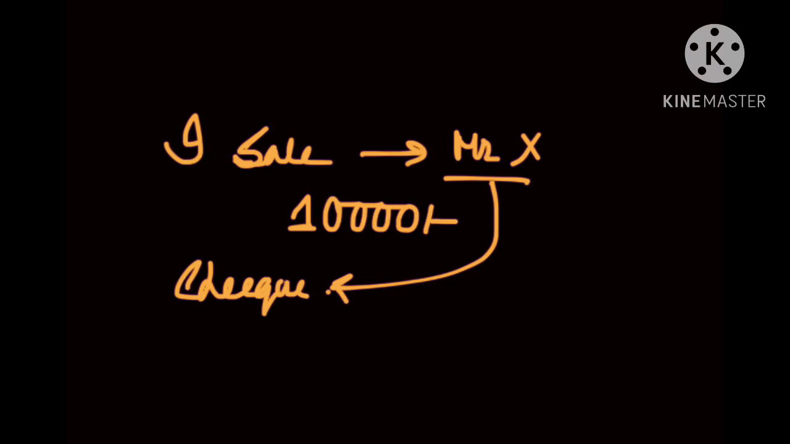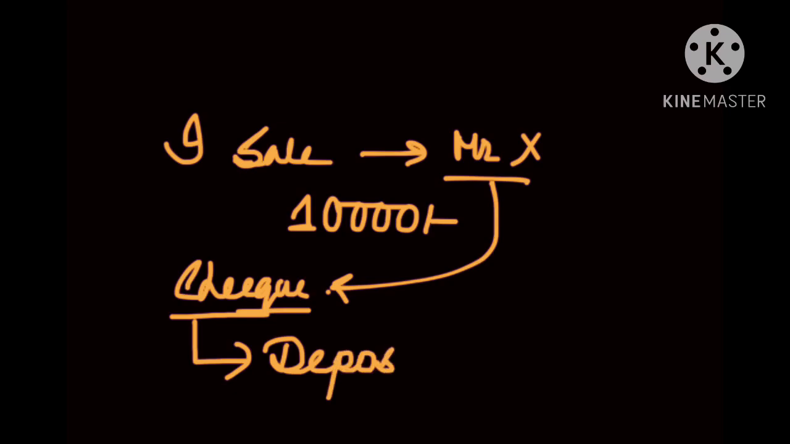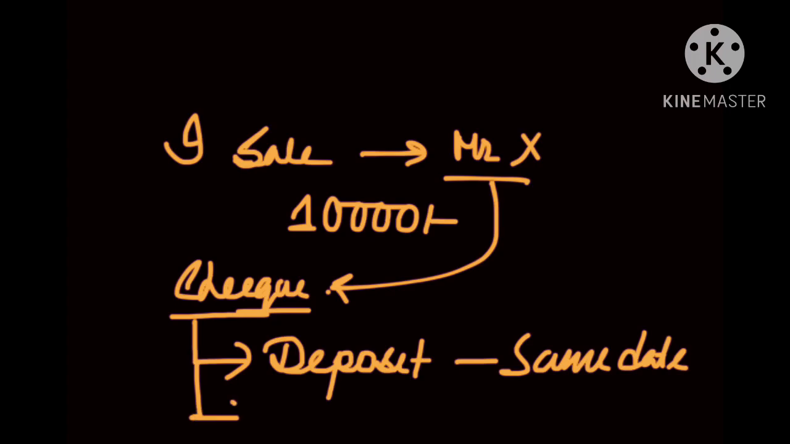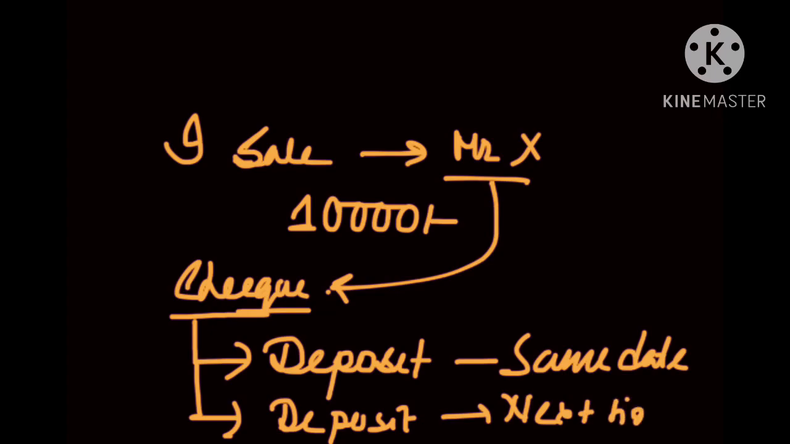Number one, if you receive any check on a particular date, and the same date you deposit the check, this is condition number one. And in condition number two, you deposit the check, but not on the same date, in any next day or any next time period.